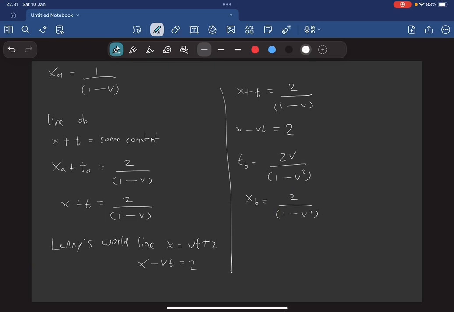First, the most important point: t_B is not 0. Therefore, point B, which is simultaneous with the origin in the moving frame, is not simultaneous with the origin in the rest frame.